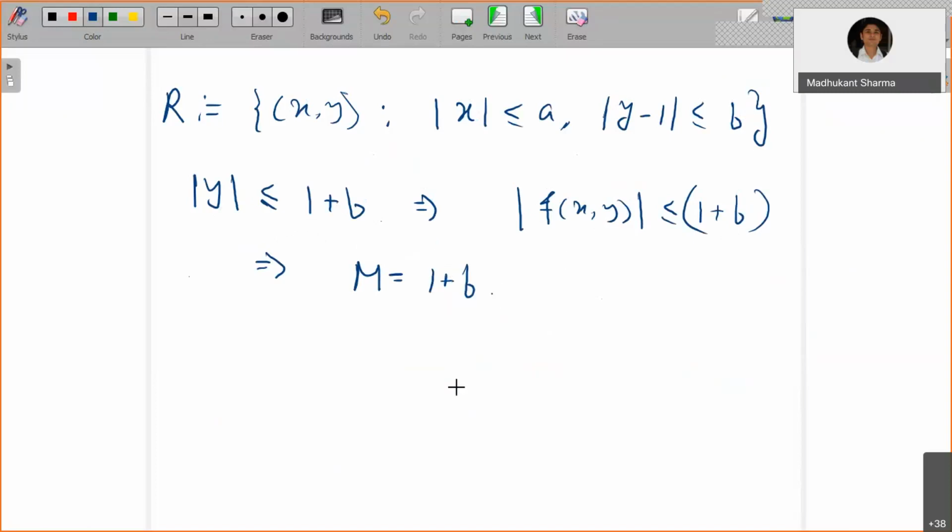From here, what will be the bound? M is the maximum of f of x y, that's going to be 1 plus b. So this will tell you h is the minimum of a comma b divided by 1 plus b. Now b divided by 1 plus b is definitely less than 1, so you can work with whether a is less than 1 or a is greater than 1 and all those things. Now what we are interested in is the Picard's iterations.